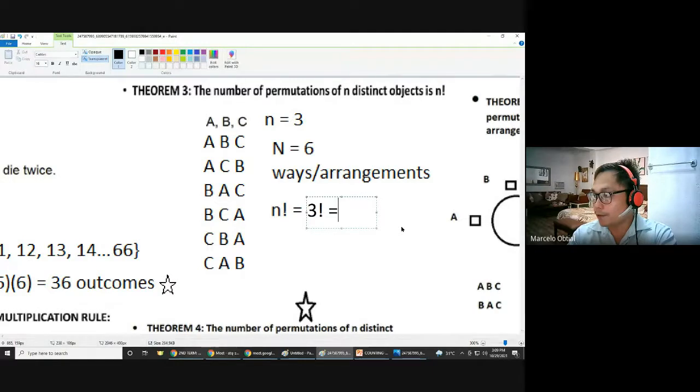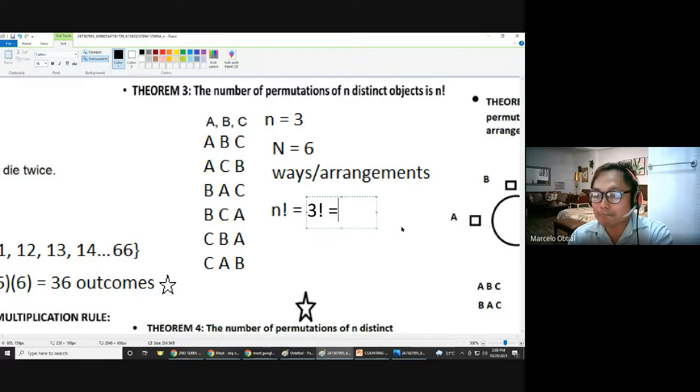Okay. Now, for those students na meron ganito sa senior high, if you will recall, factorial means, for example, 3 factorial, that is equal to 3 times 2 times 1. If that is 4 factorial, that is 4 times 3 times 2 times 1. If that is 5 factorial, that is 5 times 4 times 3 times 2 times 1. Okay? So, you can do that actually manually.